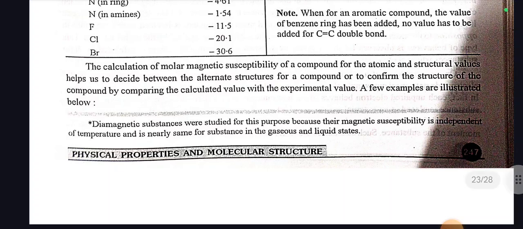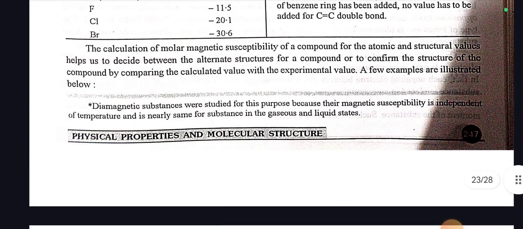The calculation of the molar magnetic susceptibility of a compound from the atomic and structural values helps us to decide between alternate structures for a compound, or to confirm the structure of the compound by comparing the calculated value with the experimental value. A few examples are illustrated below.